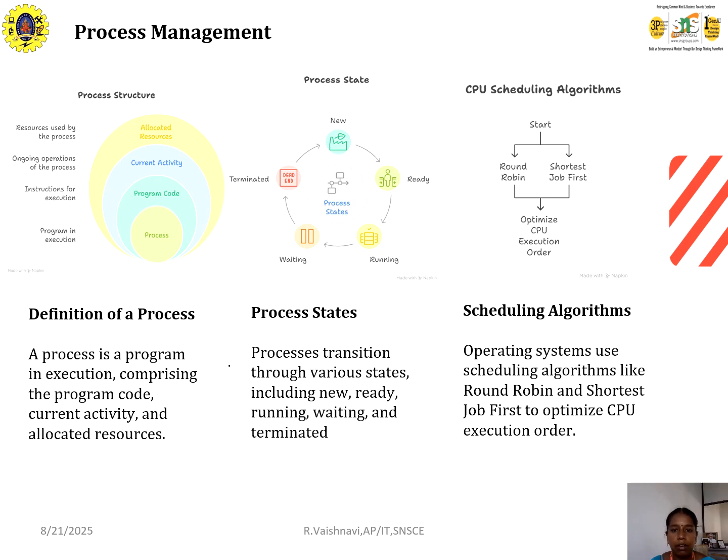And then second one will be the process state. Here we have the 5 states. First one will be the new state, then ready state. Third one will be the running, fourth one waiting, and fifth state will be the terminated state. These are the process transitions that happen. Next one will be the CPU scheduling algorithms. In CPU scheduling algorithms, we have types as FCFS, SJF, round robin, priority. Like that, we have some CPU scheduling algorithms.